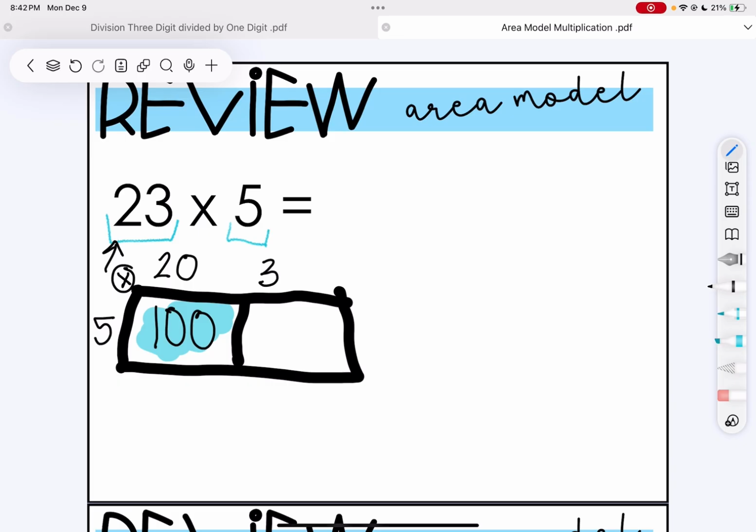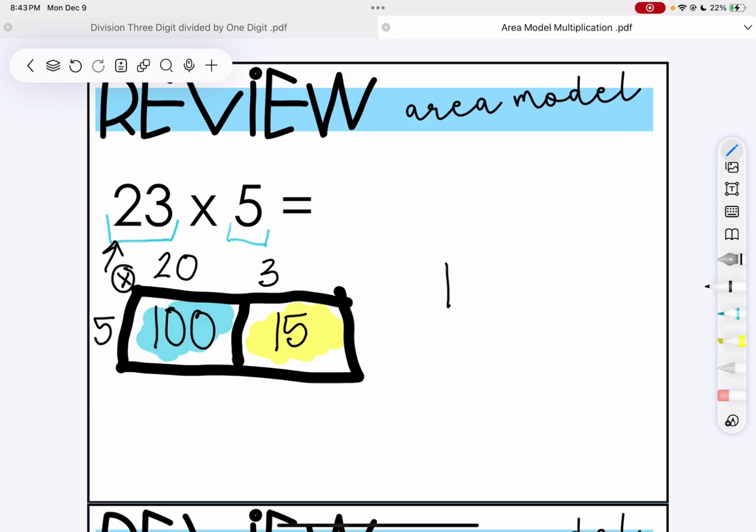Then in the next box, this box, we would look up and see 3, over and see 5. So this time we're multiplying 3 times 5. There's no zeros, so we just multiply 3 times 5, which is 15. So inside of these boxes, those numbers are called partial products. On TCAP, students could be asked what are the partial products to solve 23 times 5. So they would have to know how to set up this area model to find the partial products. But if we were solving for the answer, we would have to add those partial products back together.